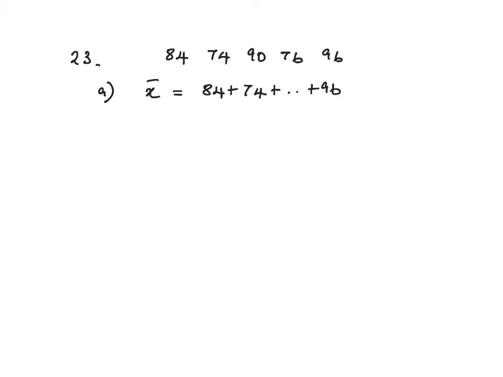We're going to divide by 5 because there are 5 numbers. And that gives us the value 420. And the mean then is 84. Part B. I know that some of you use a different formula. This is the one that I use.